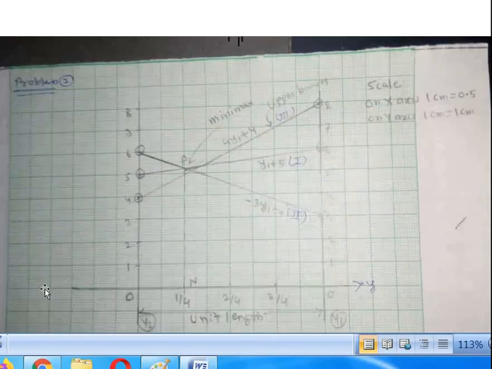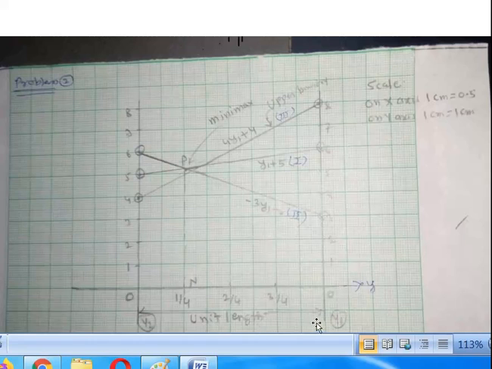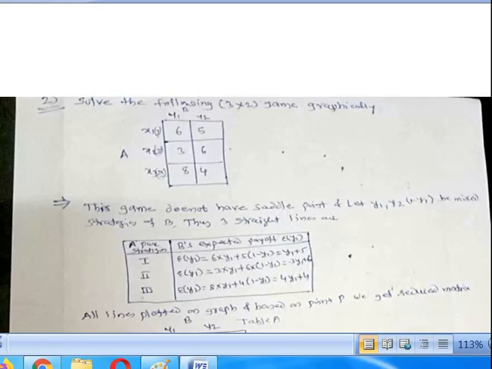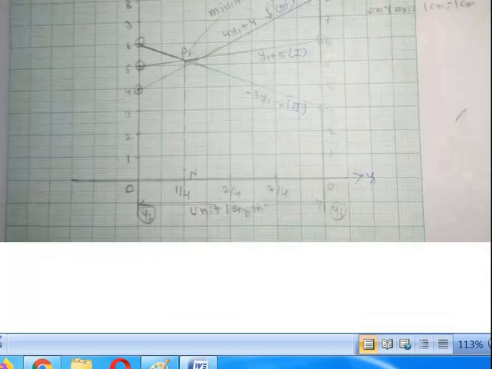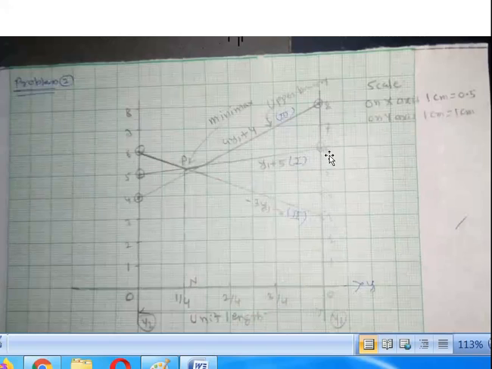All three lines are plotted on the graph. See here the graph paper. Draw two parallel lines. The distance between these two parallel lines is a unit length, and mark a suitable scale on each line. Here y1, y2 are the two strategies, and here this is the y axis, and write a suitable scale. Mark each line. So here 6 and 5. 6 is on y1 and 5 is on the y2 strategy.